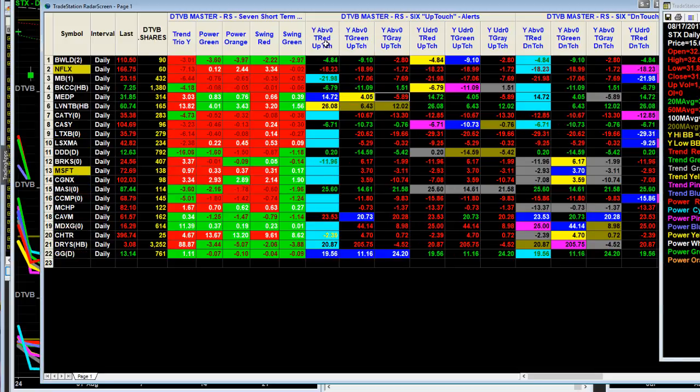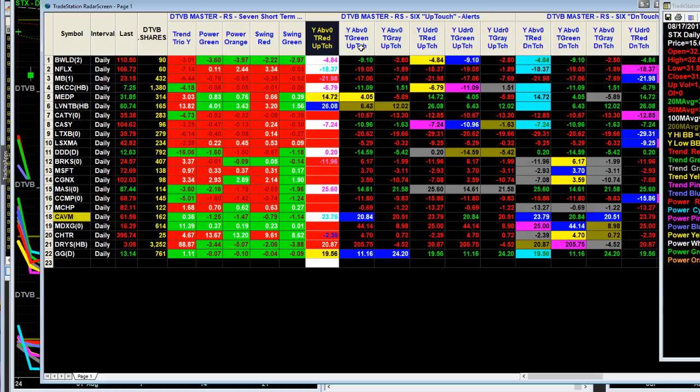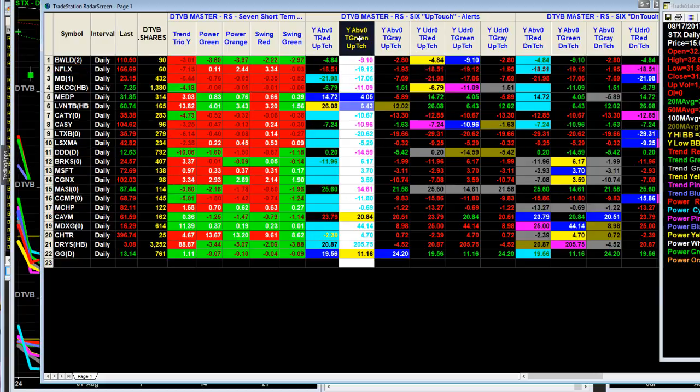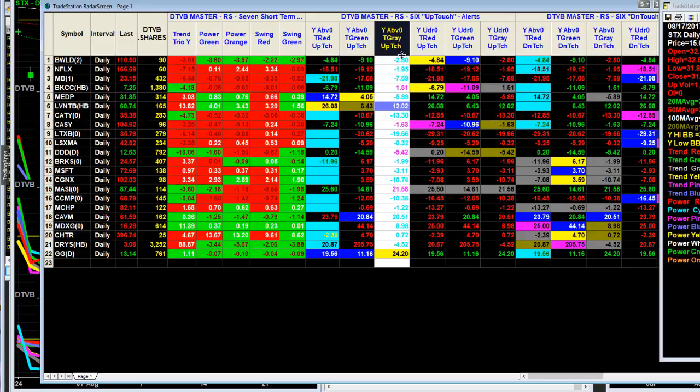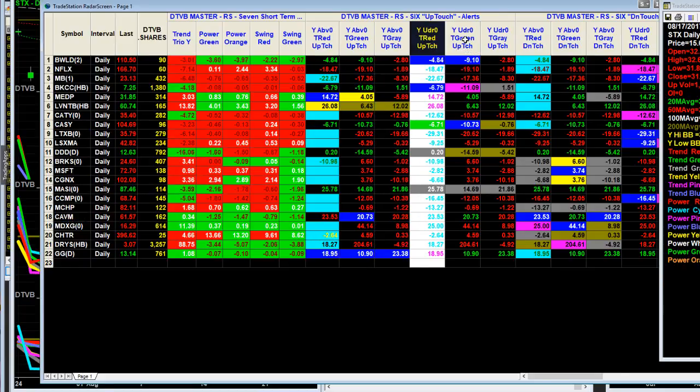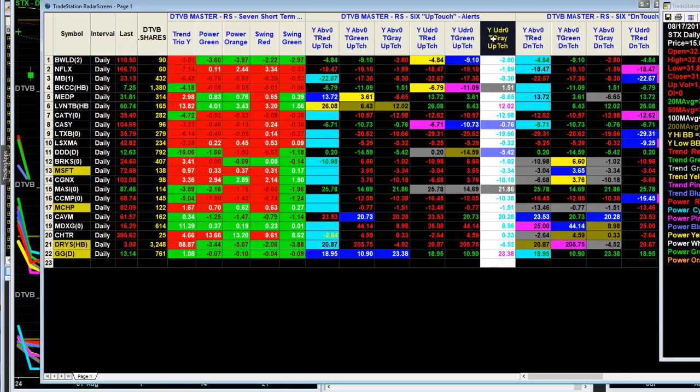And we have in the first column trend red up touching one of the lines, trend green up touching one of the lines, and trend gray up touching one of the lines, while everything is above 0. The yellow, pink, and blue lines, that would be the trend trio, are above 0. I'm just using yellow because it's the closest one to 0, whether it's above or under 0. All of the trio lines cross the 0 line at the same time. And the next 3 are yellow under 0, red's under 0, green's under 0, and gray is under 0.